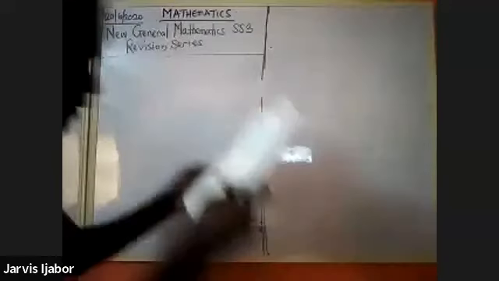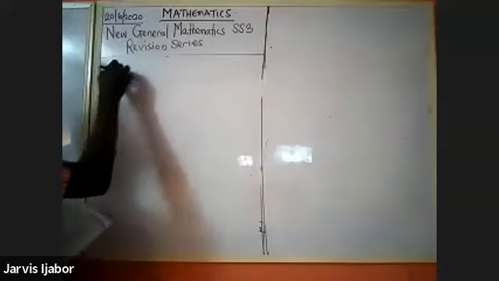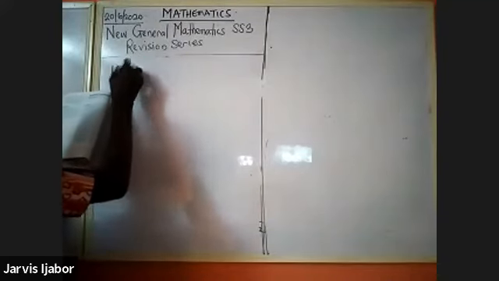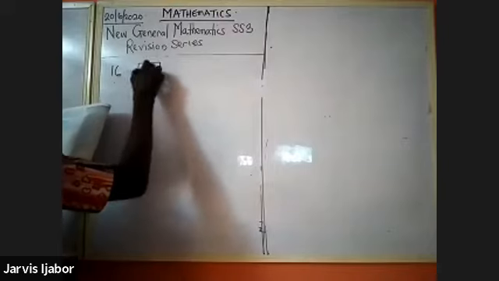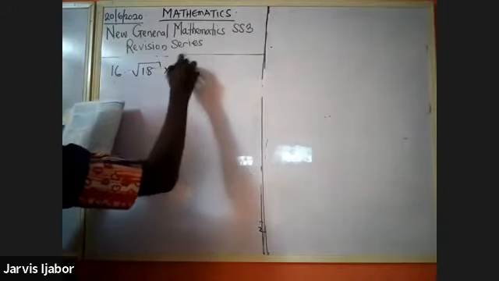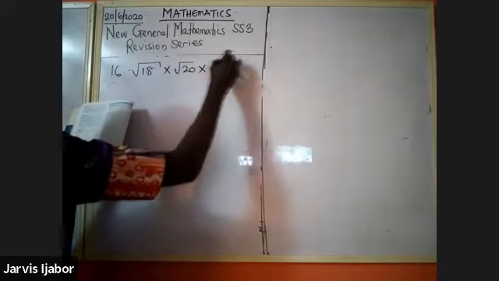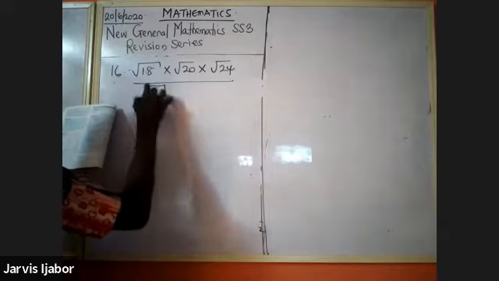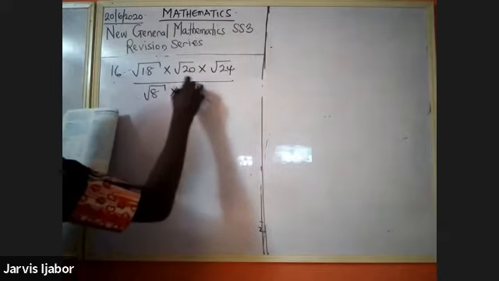We'll look at question 16. Look at 16. You're going to see something very interesting here now. Square root of 18 times square root of 20 times square root of 24 over square root of 8 times square root of 30.